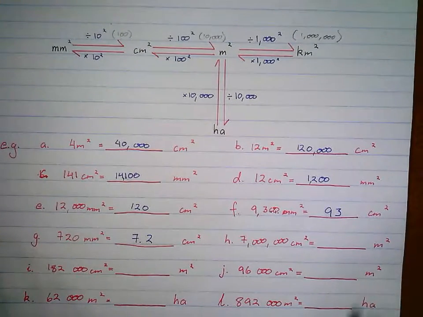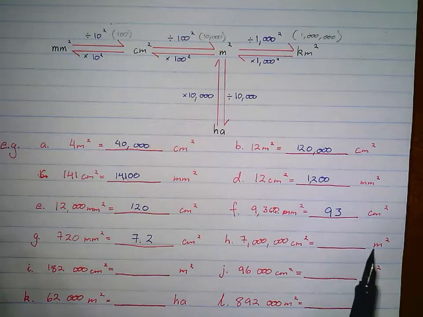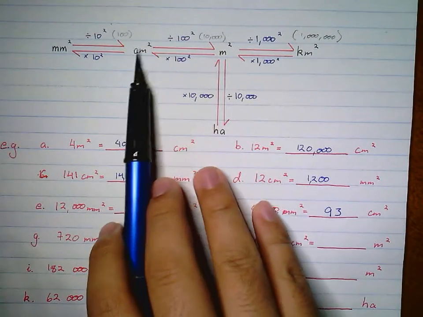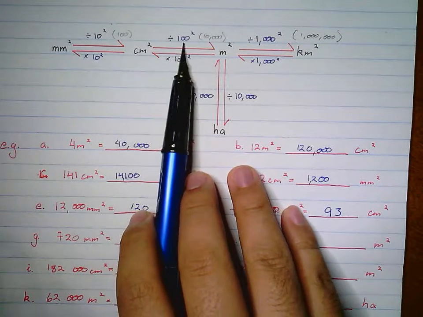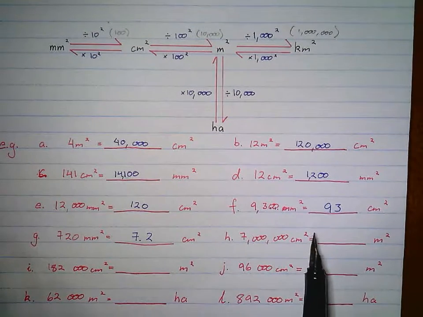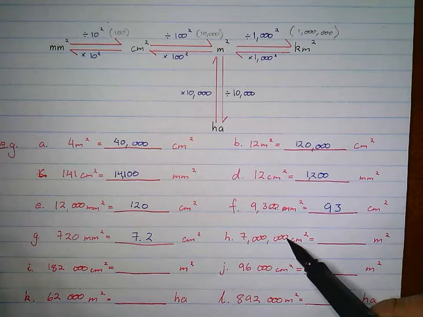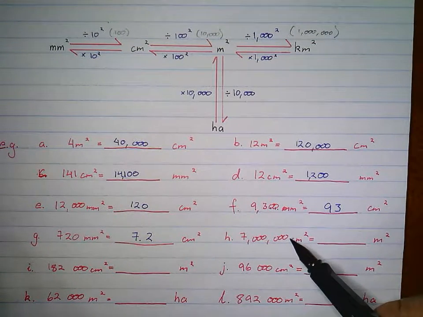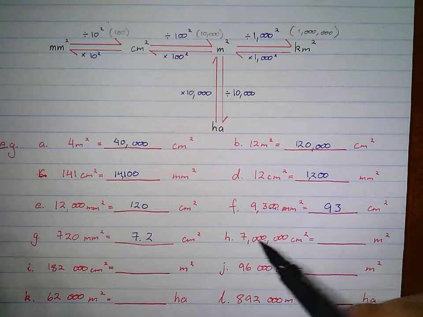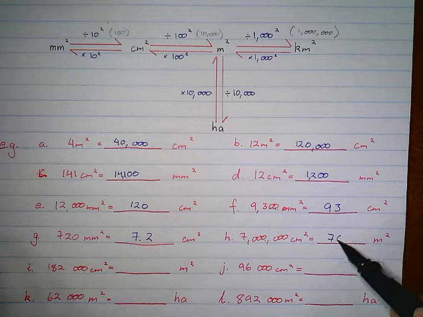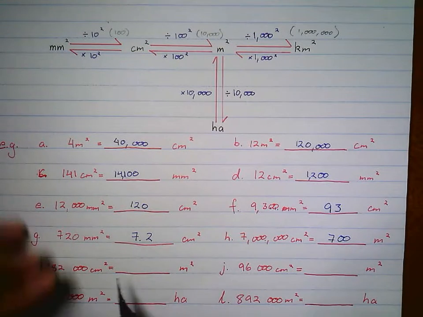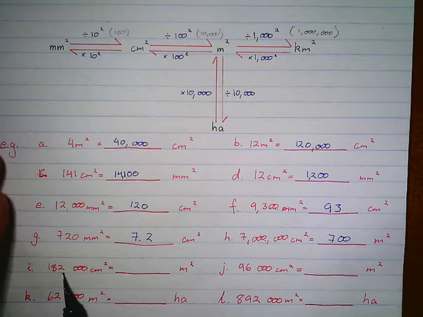This time we are going from centimeter squared to meters squared. We are dividing by 100 squared, which is 10,000. Dividing by 10,000, we remove 4 zeros, so 1, 2, 3, 4. We're left with these digits. 700 meters squared. I'm just gonna finish off these ones.